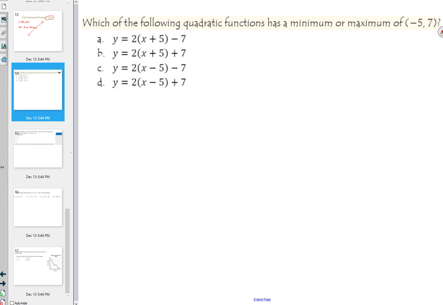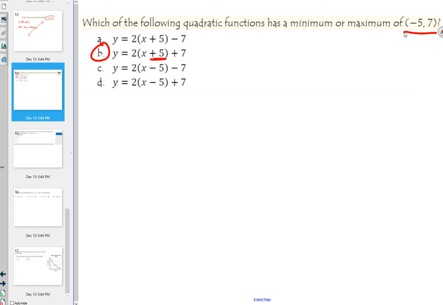Which of the following quadratic functions has a minimum or maximum? So it could be either one. What's another word for minimum or maximum? A vertex. And these are all in vertex form. Which one of these has a vertex of negative 5 and 7? Yeah, it is B. Because remember, for the H, you got to change the sign.